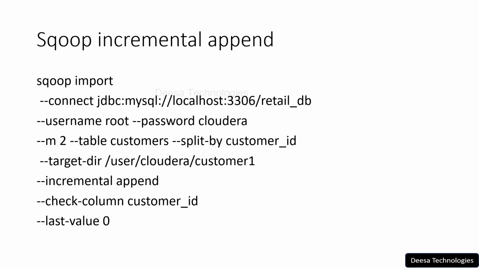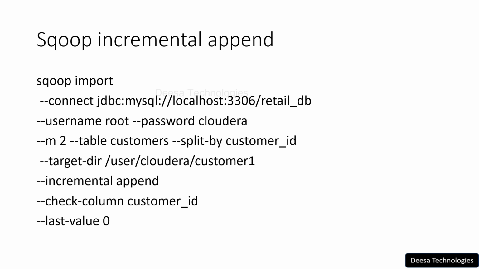So we are saying, okay, this particular column's last value is 0. When we say this customer ID last value is 0, it will pick up all the records which are beyond this last value. So when I execute this query, it will basically query the MySQL database as select star from customers where customer ID is greater than 0. So all the data which is greater than 0 will come up. Next time, we have to change this last value to whatever the last value that was imported. So if I say last value is 10, then it will import all the data whose customer ID is greater than 10. So that's how you are importing only the latest data, right?